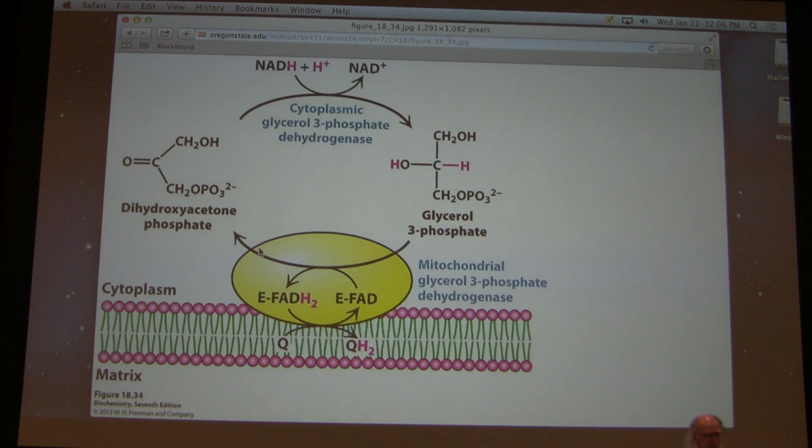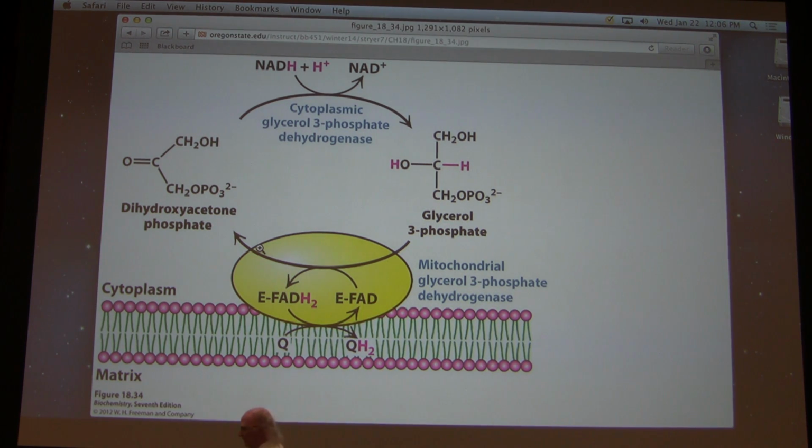There are shuttles to get the electrons in. What shuttles do is they use molecules that carry the electrons across the inner mitochondrial membrane, that can cross the membrane, and then when they get in, the electrons get donated to something to ultimately make NADH, or in some cases, FADH2. The simpler of these systems is the glycerol phosphate shuttle.